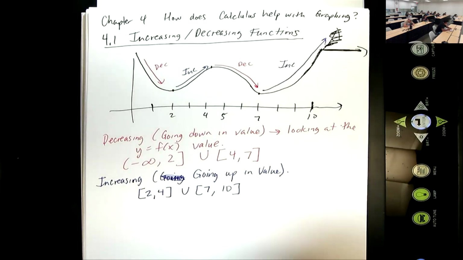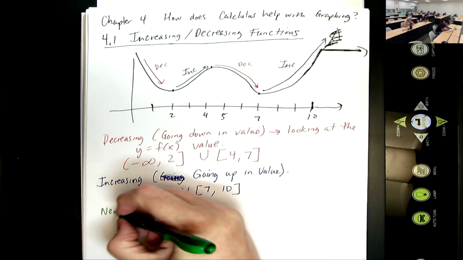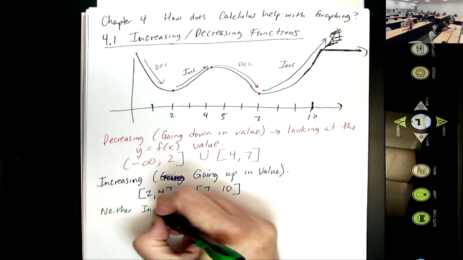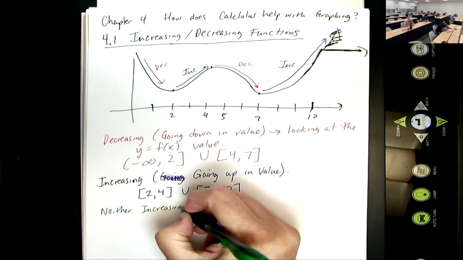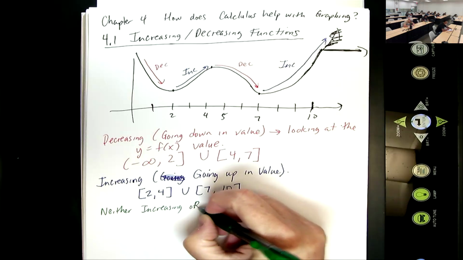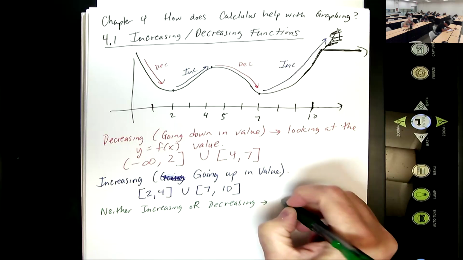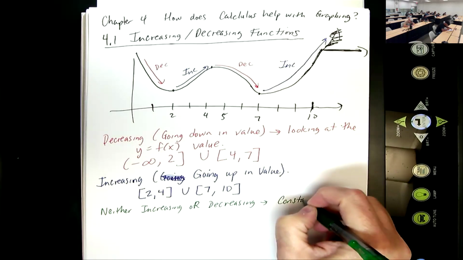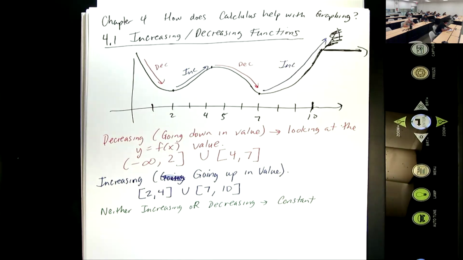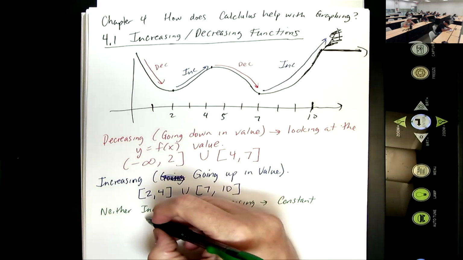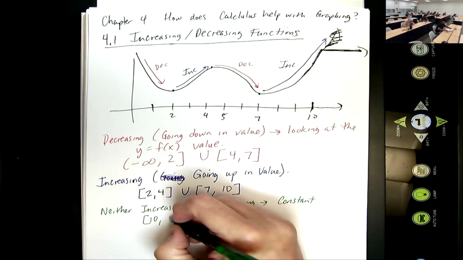Where it's neither increasing or decreasing, we say that the function is remaining constant. It's staying at a steady value. And that is happening here from 10 to infinity.